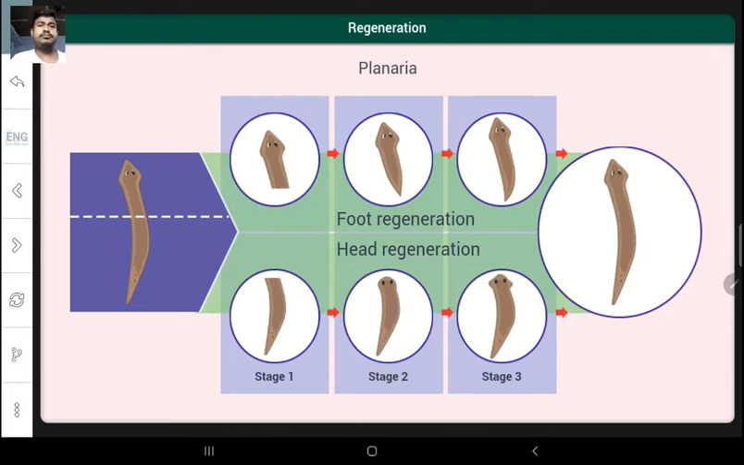Some organisms can replace an injured or lost part, while there are many plants which are capable of forming a whole new individual from a single fragment, such as a stem, root, or leaf.